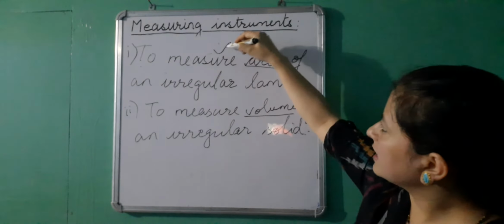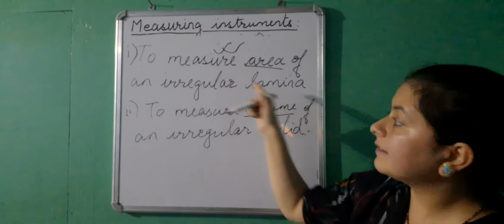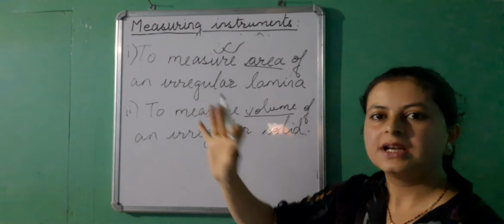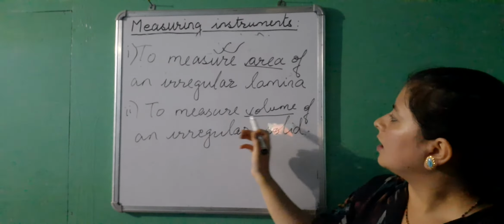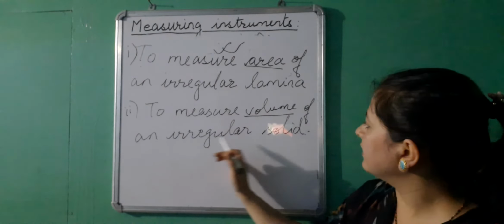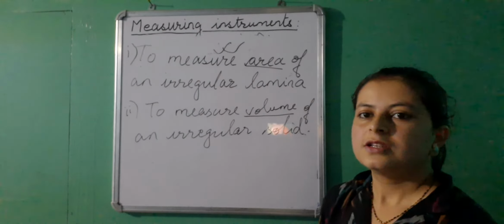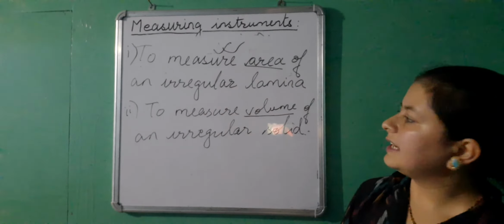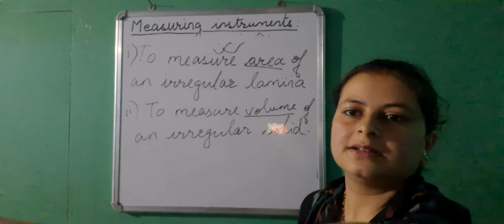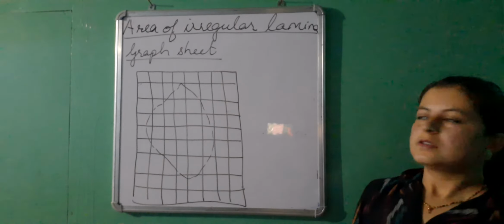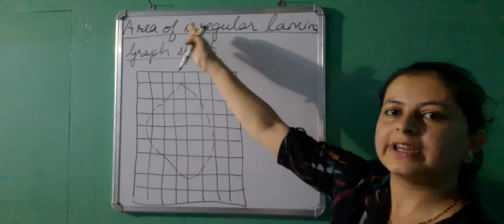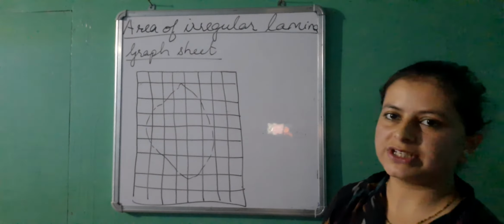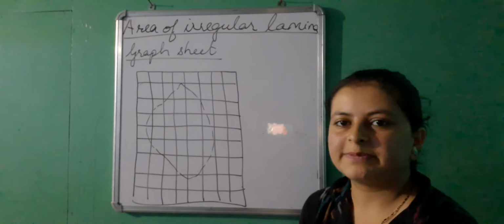One, we will first take measurement of the area of an irregular lamina, a flat object, but the shape is not regular. Secondly, we will learn how to measure the volume of an irregular solid. So first, let us see how to measure the area of an irregular lamina. This is how we do it. We calculate the area of an irregular lamina using a graph sheet. The process I'll explain to you.